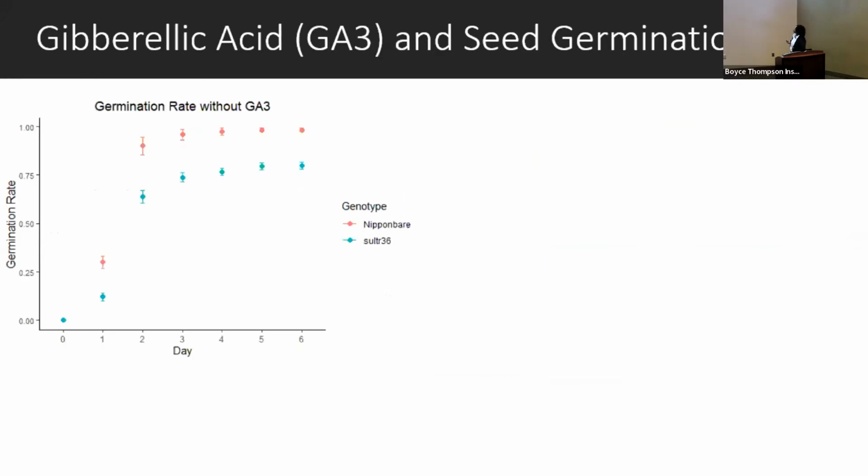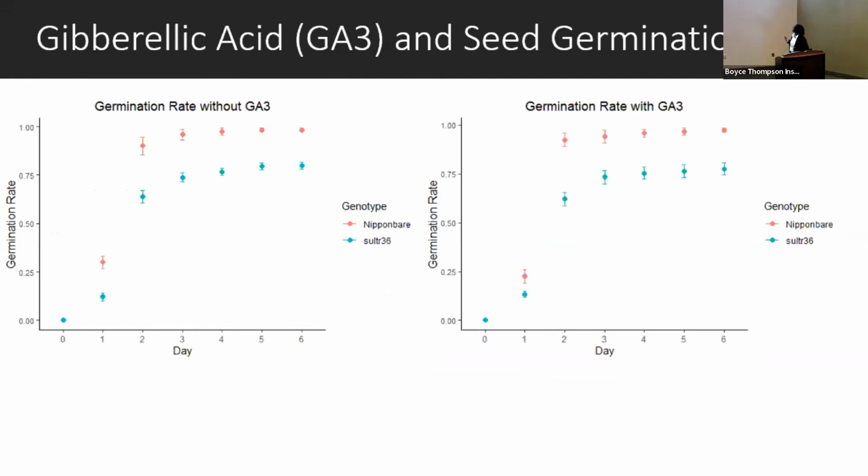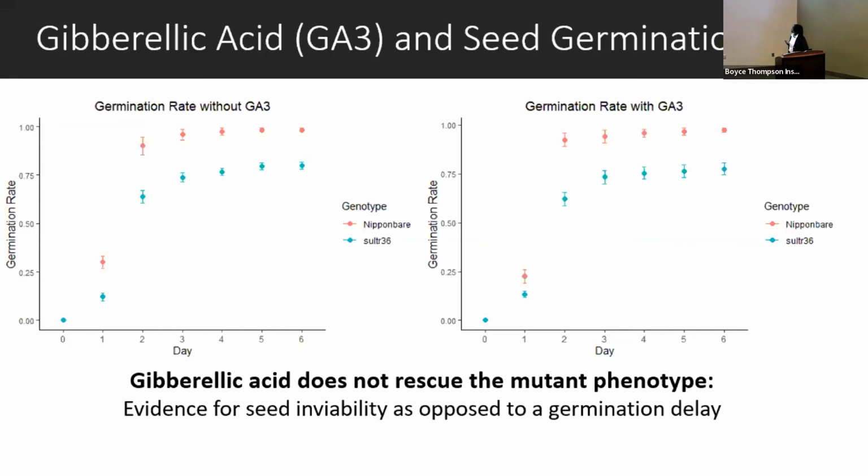So this plot shows a replication of the previous germination assay. The only difference is that our two mutant lines are instead joined together under one, Sulfur 3,6, for ease of view. When performing the same germination assay with GA3 added, you'll see that there was no significant improvement in the germination rates. There was actually no improvement at all in the germination rates. So this led us to believe that gibberellic acid does not rescue the mutant phenotype.